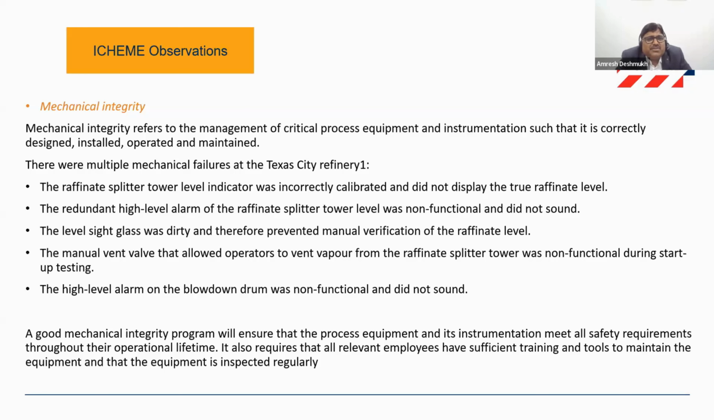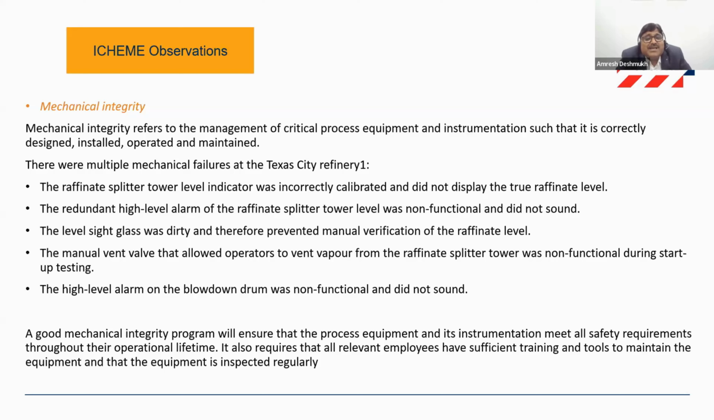They clearly established that the level indicator was incorrectly calibrated and it was not displaying the right reading. The high level alarm was not functional and it did not even give a sound when this event happened. The sight glass was dirty and that prevented the operator from doing a manual verification of the raffinate level. The manual vent valves were also allowed to vent vapor from the raffinate splitter tower. This was not functional during the startup time or during the testing. And the high level alarm of the blowdown drum, which is present on the downstream of the raffinate tower, was also non-functional.